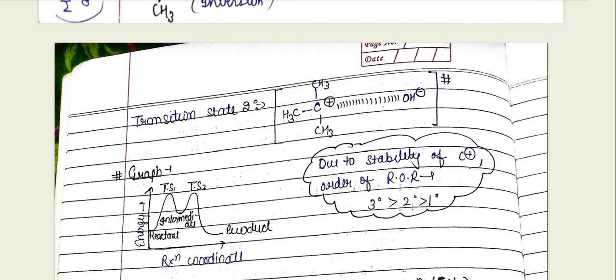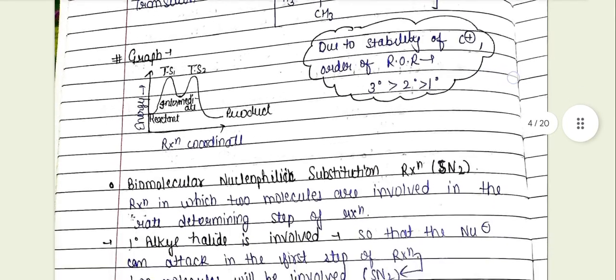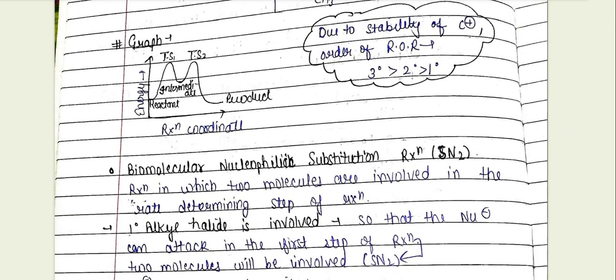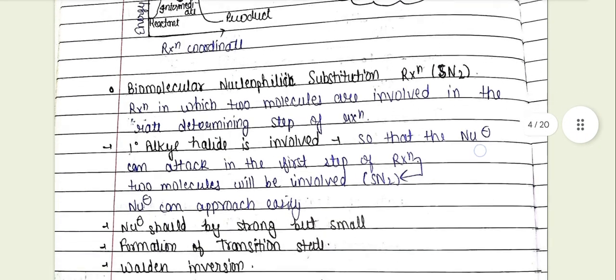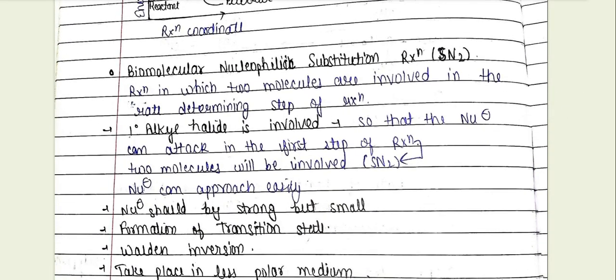Due to the stability of the carbocation, the rate of reaction will be tertiary, then secondary, then primary in decreasing order. Bimolecular nucleophilic substitution reaction, the SN2 reaction. A reaction in which two molecules are involved in the rate determining step. A primary alkyl halide is involved so that the nucleophile can attack in the first step of the reaction.